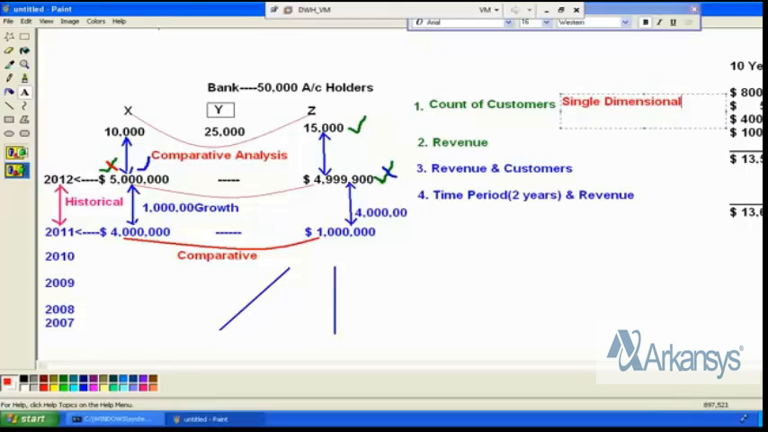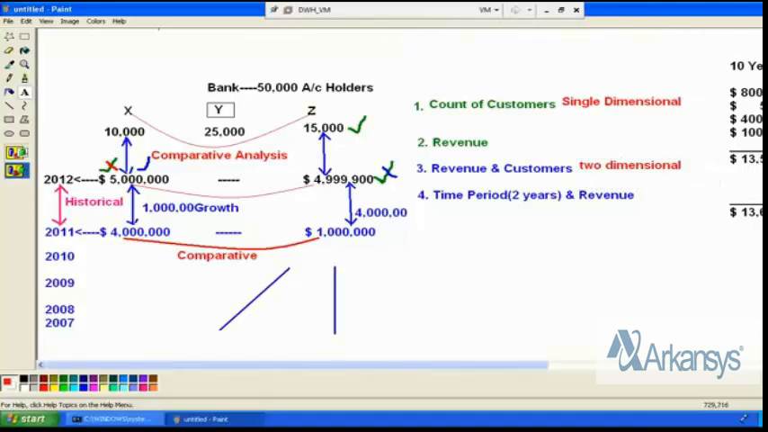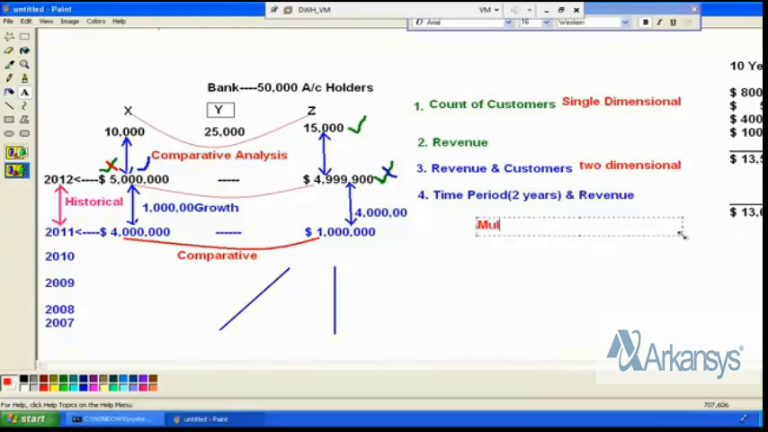But when it comes to the second one, revenue and customer comparison, I can call this a two-dimensional analysis or double-dimensional analysis. When it comes to the last point, we are comparing time period, growth, revenue, count of customers. 4 fields are being compared, so I can say it's 4-dimensional. Instead of saying 4-dimensional, I'll give that particular statement as multi-dimensional analysis.